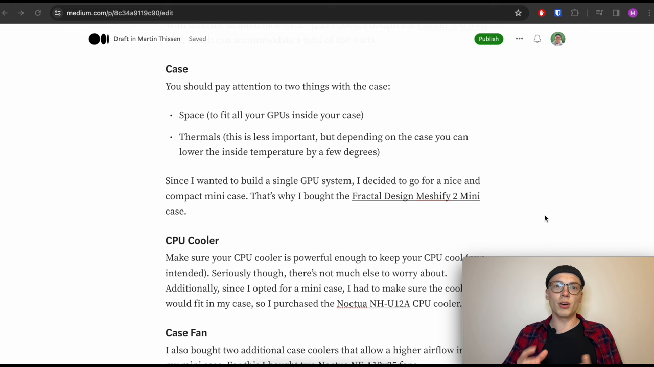And this also brings me to the second thing you should pay attention to, which are the thermals. Even though this is less important, depending on what kind of case you're buying, the inside temperature of your case can be decreased by a few degrees.